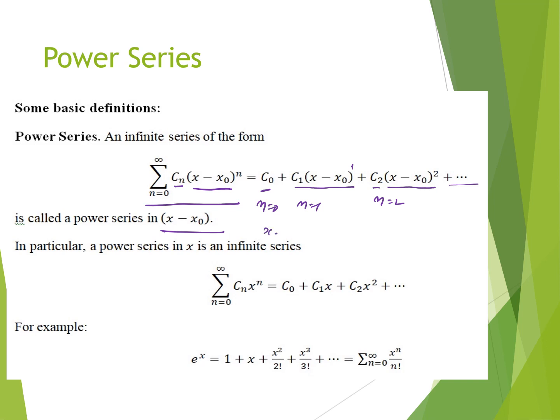If we assume x0 is 0, then we have an infinite series, summation n equals 0 to infinity c_n x^n, that will be c0 plus c1 x plus c2 x square and so on. For example, you all know that e to the power x is equal to 1 plus x plus x square by factorial 2 plus x cube by factorial 3 and so on. This is also known as the infinite series summation n equals 0 to infinity x to the power n upon factorial of n.